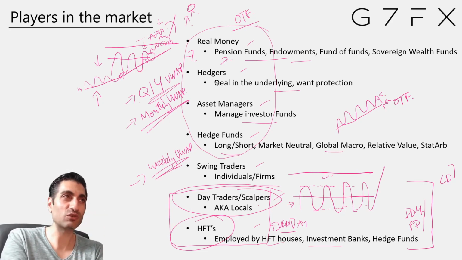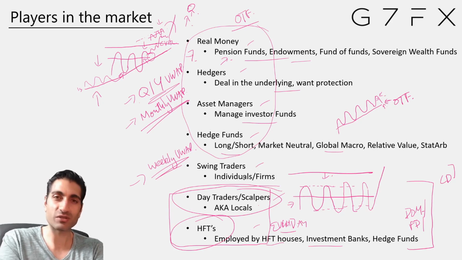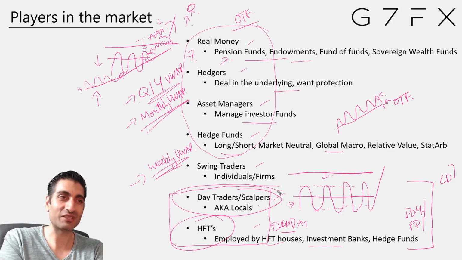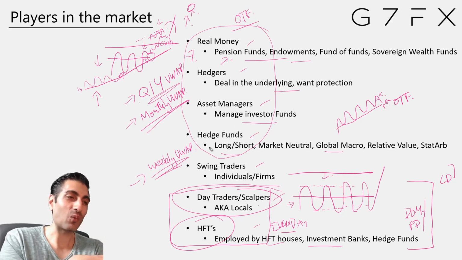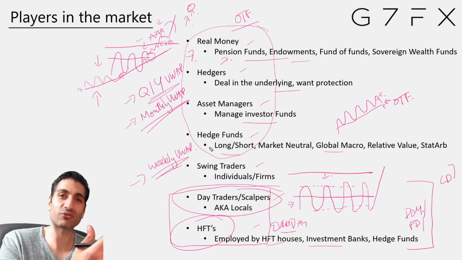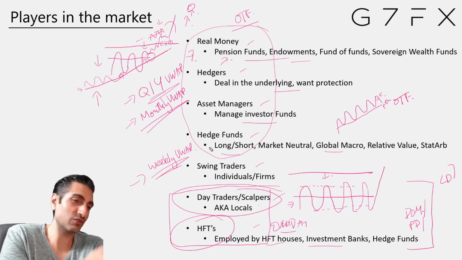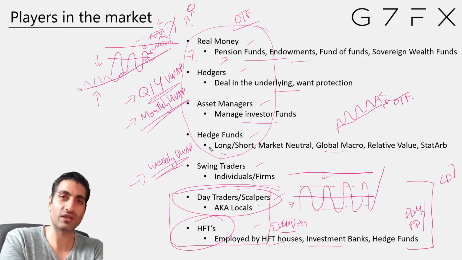Can you imagine, you've got real money, hedgers with one perception of value, real money with a different perception of value. You've got asset managers with a different perception of value. You've got hedge funds with different perceptions of value. Swing traders with different perceptions of value. You've got you with a different perception of value. You've got all these HFTs. They've all got, at times, wildly different perceptions of where they think this market's going to go. And therefore, it's going to drive the decision of whether they think it's good value right now. It's going to be wildly different.